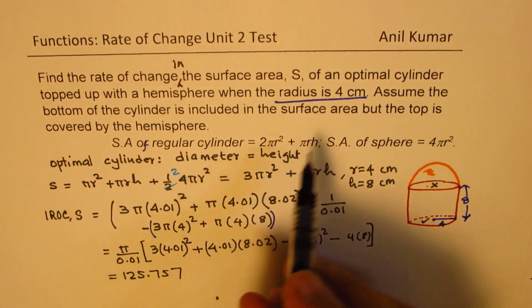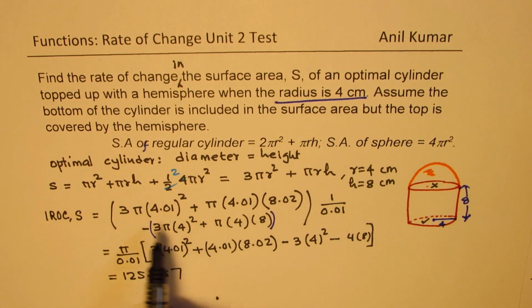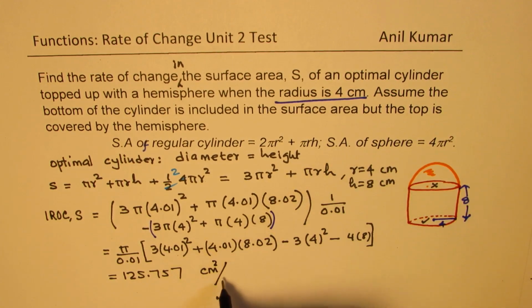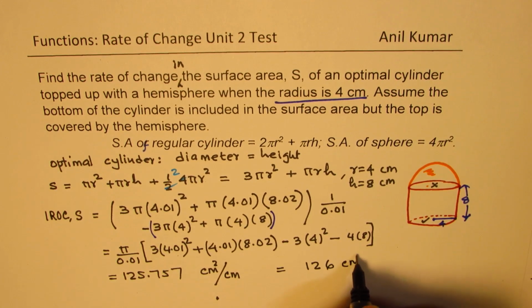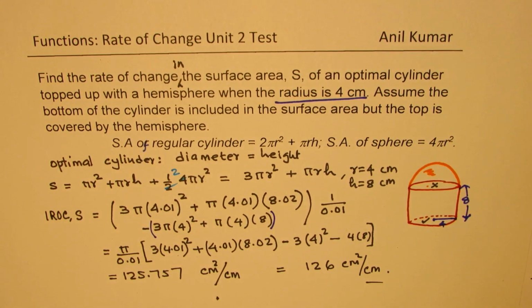Right? So the units: the surface area will be in centimeters square, over the radius, which is in centimeters. Correct? So that becomes our instantaneous rate of change. Now that could be rounded to approximately, let's say, 126 centimeters square per centimeter. Correct? So that is how we are going to solve this question.